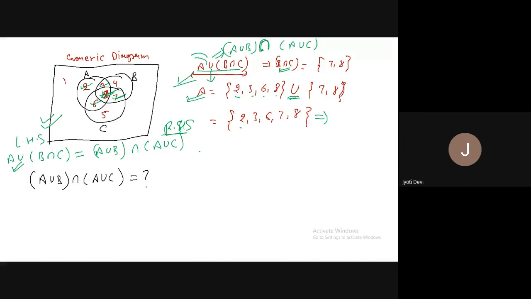What is the reason? Okay, now you tell me the result of this. What is the result of this? You tell me. Please type in the chat box fast. What are the elements that come into A union C? Please tell me.